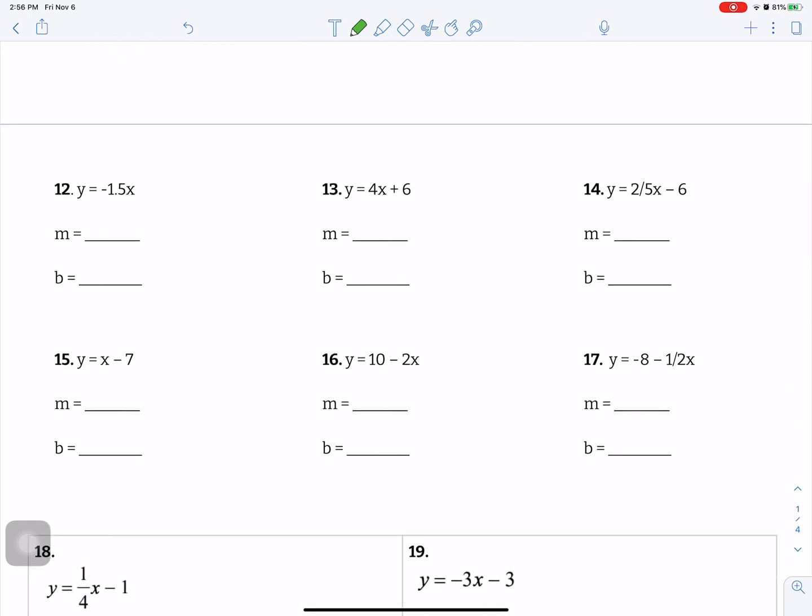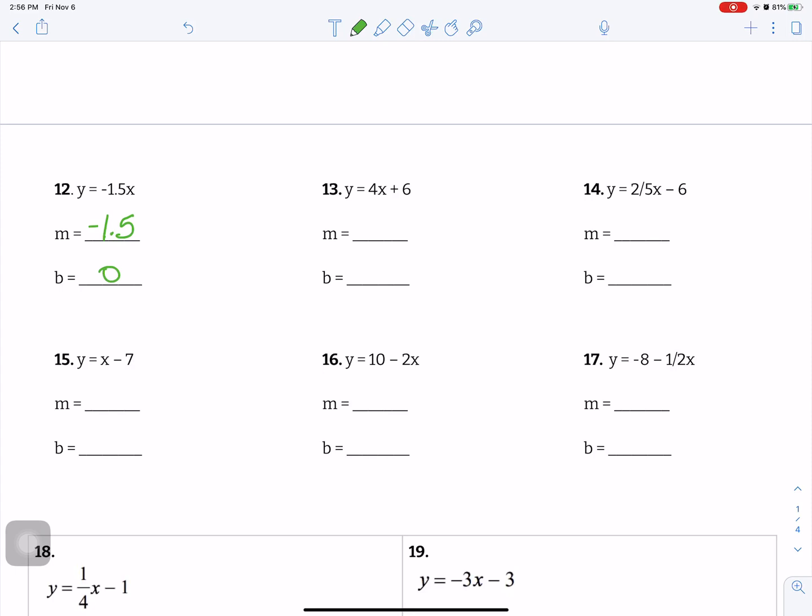You're really looking at identifying what is the slope. So number 12, my slope is -1.5. I do not write the x down when I'm writing the slope, just the number in front of it, or what we'd call the coefficient. B would be equal to 0 because there's no other numbers on there.